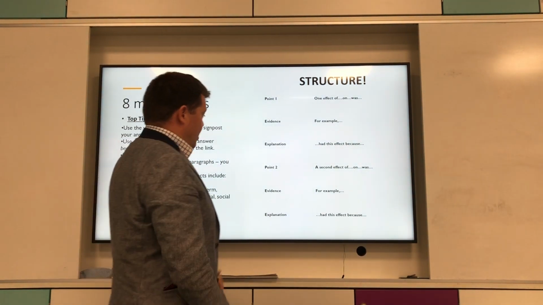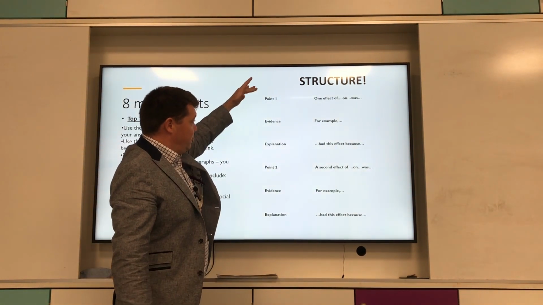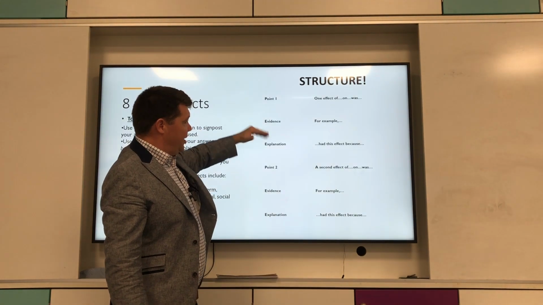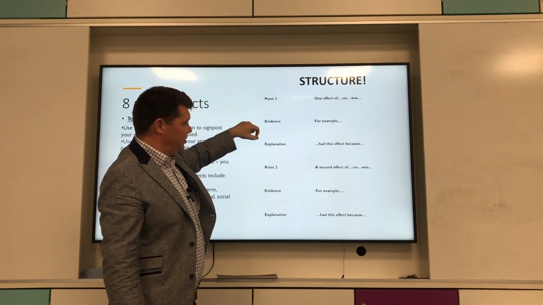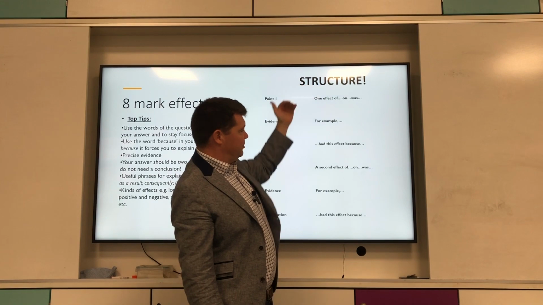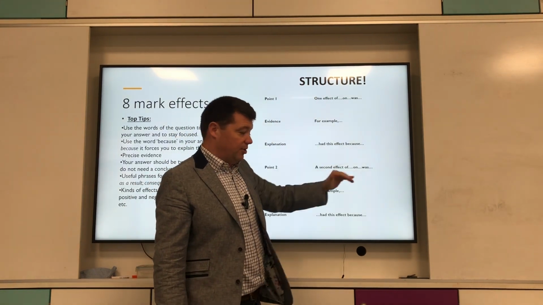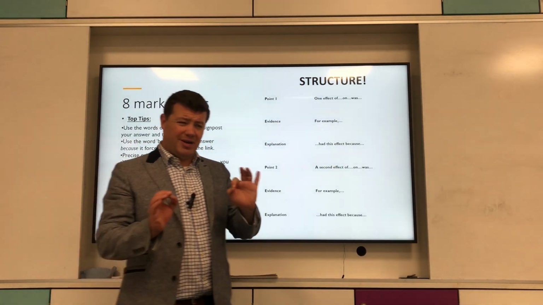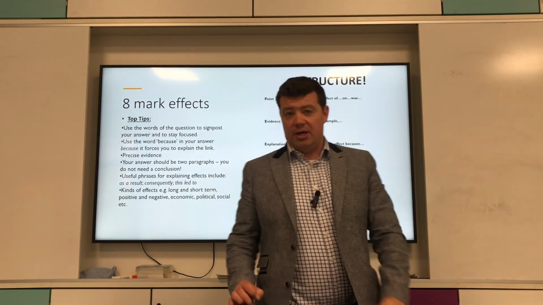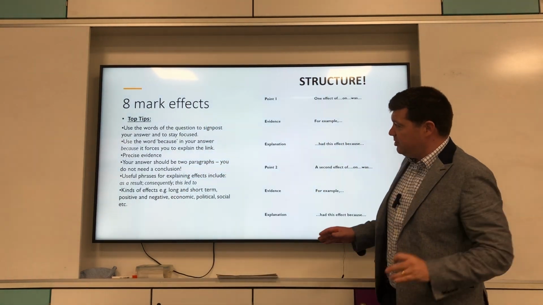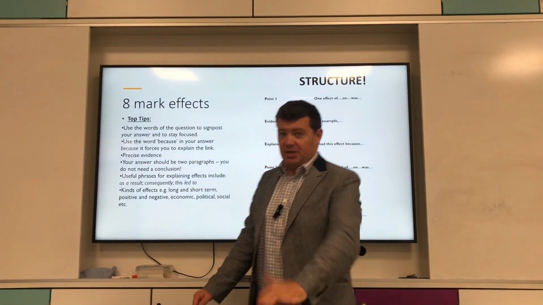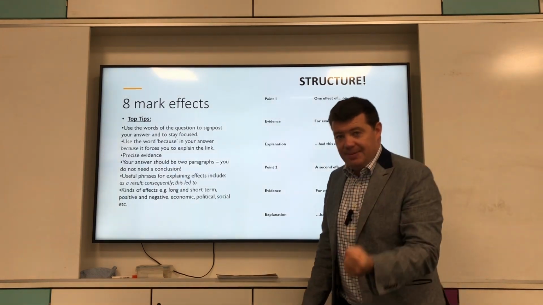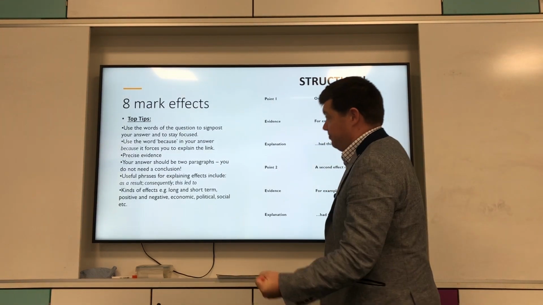How to structure it? Well, essentially you make 2 points. Point 1, evidence, explain. Normal PEE: make a point, provide your evidence, explanation. One effect of this was this, for example, this had an effect on. Do that twice, straightforward. Nice, easy structure. But what's the difficulty? Well, the difficulty is the precise evidence. If it's not precise, you're not going to get the higher mark.